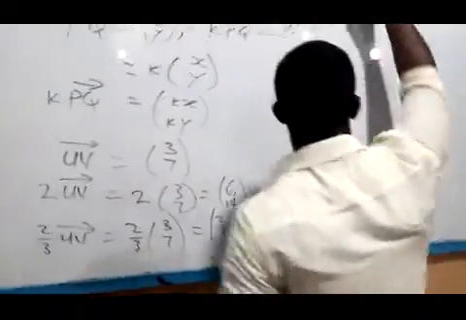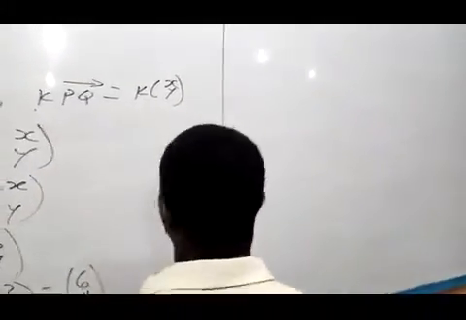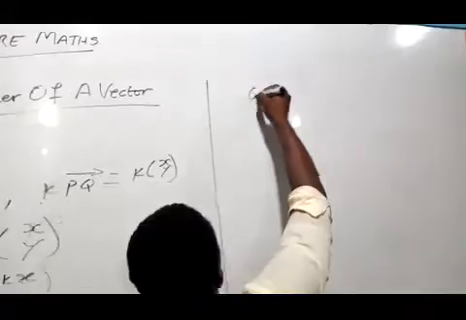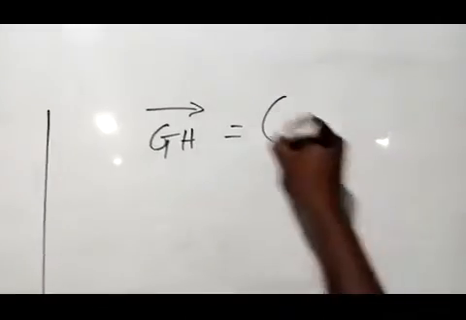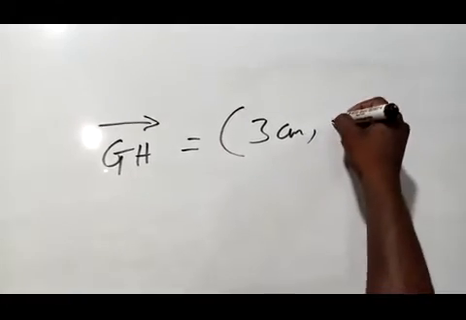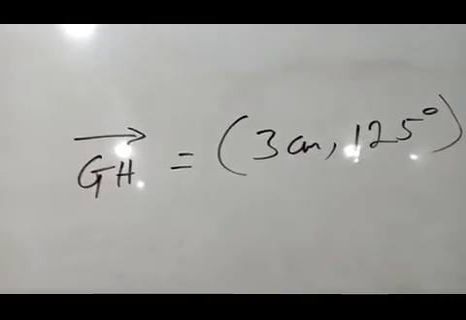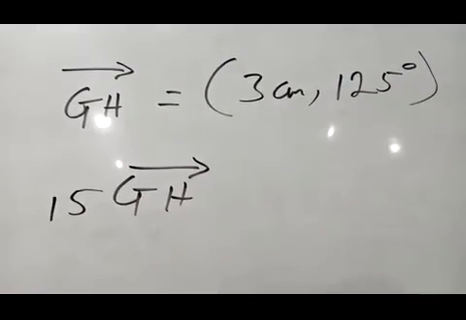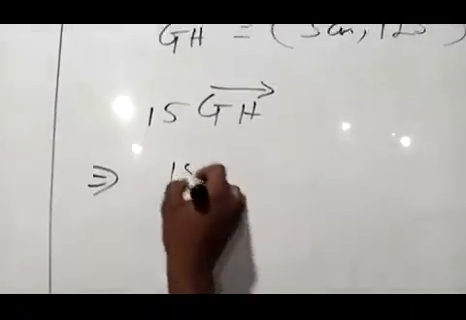Okay, now let me look at how to deal with the magnitude bearing form of it. Then we can take a question on that. Let's say we have vector GH to be 3 centimeters and 125 degrees, and we are asked to find 15 vector GH. How is this going to be done?